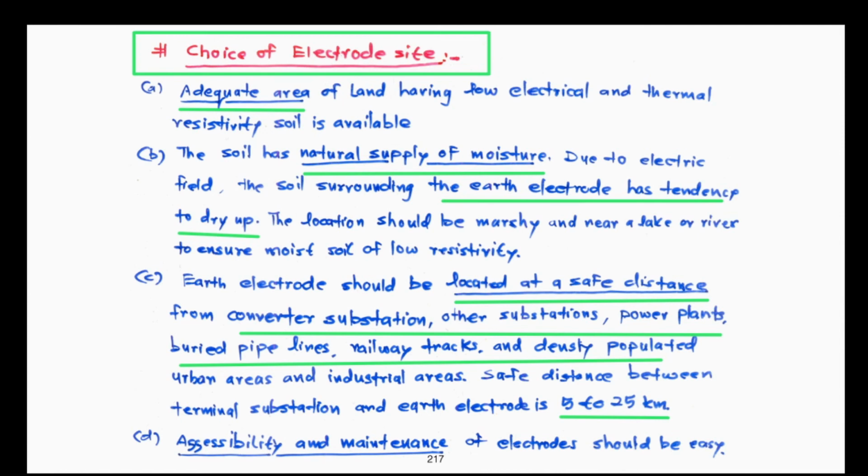The next point in the choice of electrode site is the accessibility and maintenance of the electrode. Wherever we install the earth electrode, it should be accessible, so that we should be able to carry the electrodes to that place through the road or through proper transport, and we should be able to dig it out, I mean install, and replace it for maintenance, or maybe for testing purposes. So the place must be accessible, and maintenance of the electrode should be easy. That is the idea.